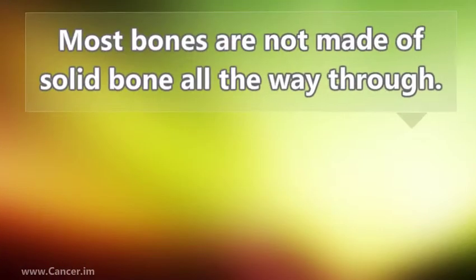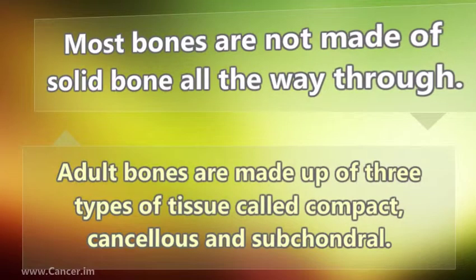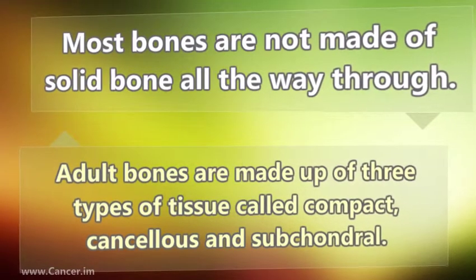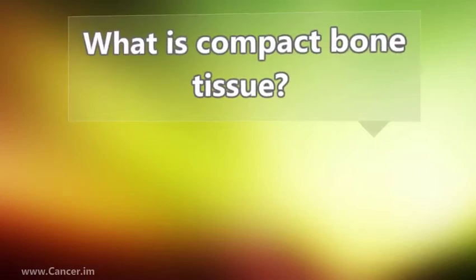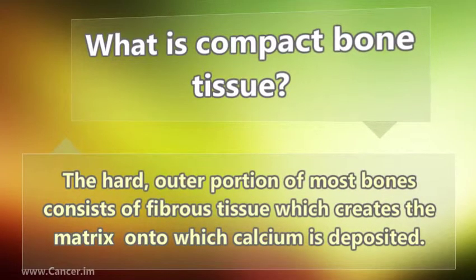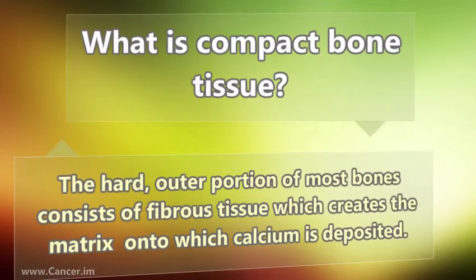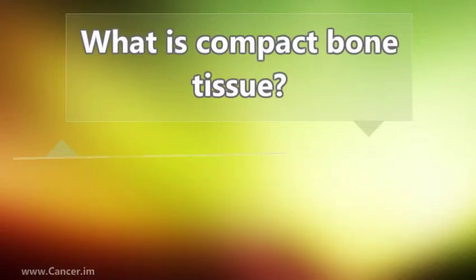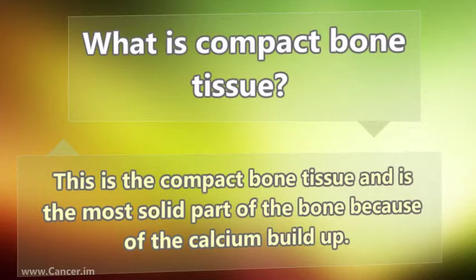Most bones are not made of solid bone all the way through. Adult bones are made up of three types of tissue called compact, cancellous and subchondral. What is compact bone tissue? The hard, outer portion of most bones consists of fibrous tissue which creates the matrix onto which calcium is deposited. This is the compact bone tissue and is the most solid part of the bone because of the calcium build-up.